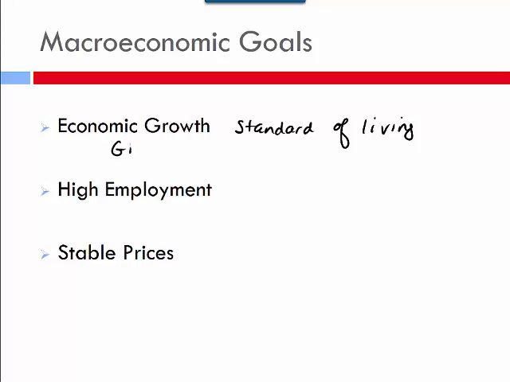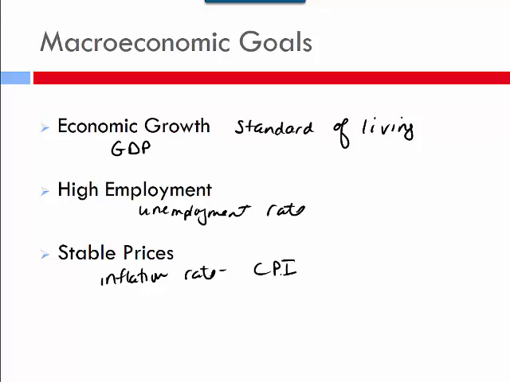We measure this through GDP, which is gross domestic product, which is what we're going to talk about in this chapter. Our other two goals are high employment, which is measured through the unemployment rate, and stable prices, which is measured through the inflation rate. And in order to get that, we use CPI, which is Consumer Price Index. We're going to talk about the next two in the next chapter. In this chapter, we're going to focus on economic growth and GDP.